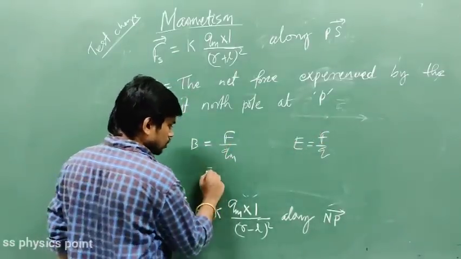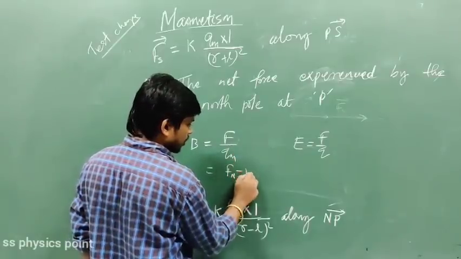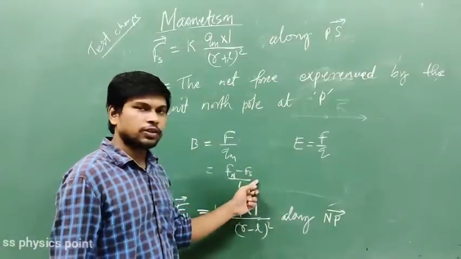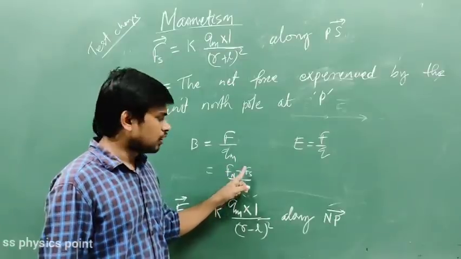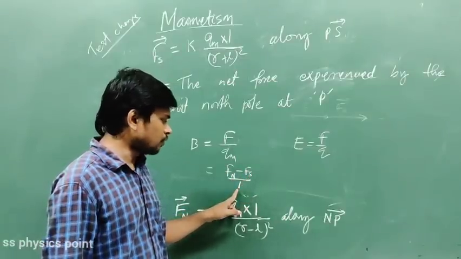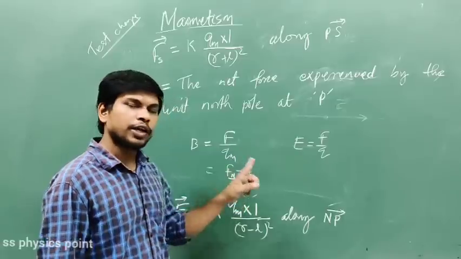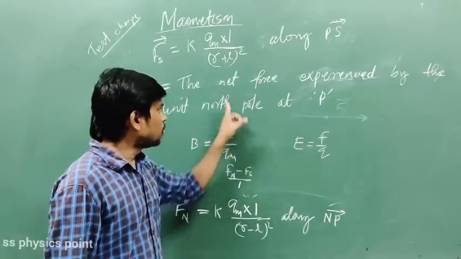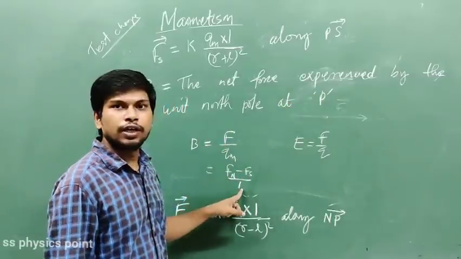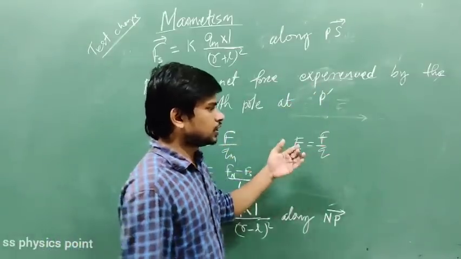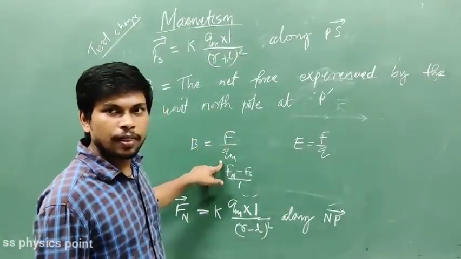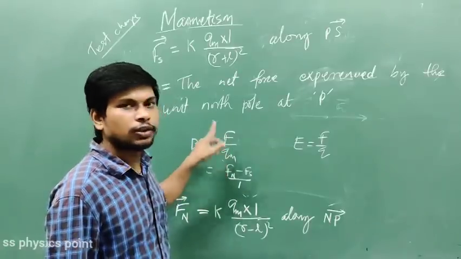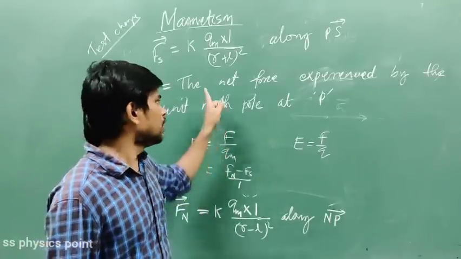So how much will it be? The net force, that is Fn minus Fs, by 1. Fn minus Fs मतलब नॉर्थ पोल के वजह से कितने फोर्स आ रहा है, साउथ पोल के वजह से कितना फोर्स आ रहा है, divided by the pole strength, I am taking the pole strength as 1. That's why the magnetic field should be equal to the net force experienced by the unit pole strength at P. Or you can also say magnetic field equals force by pole strength. तो यहाँ पर जो फोर्स हो रहा है दो पोल के वजह से आ रहा है, इसीलिए नेट फोर्स.